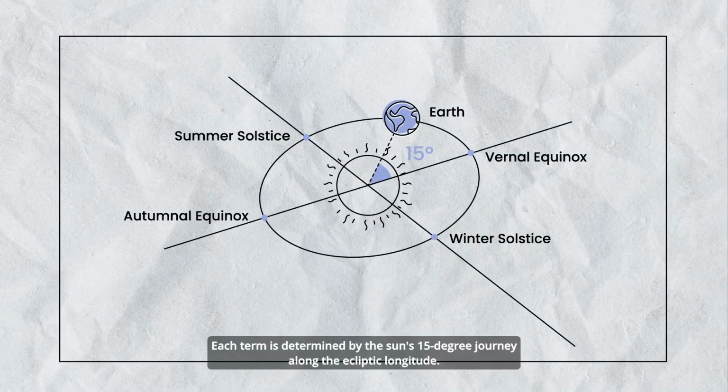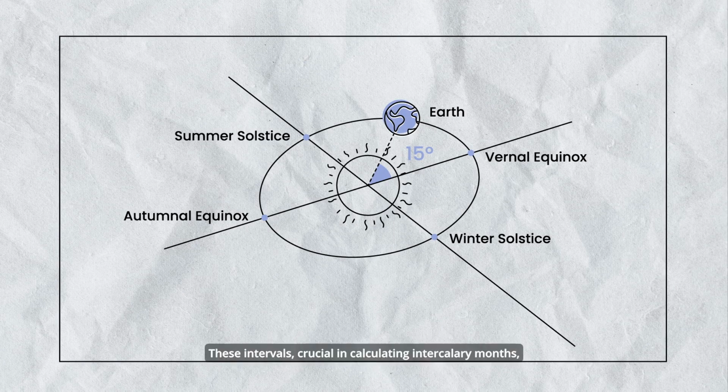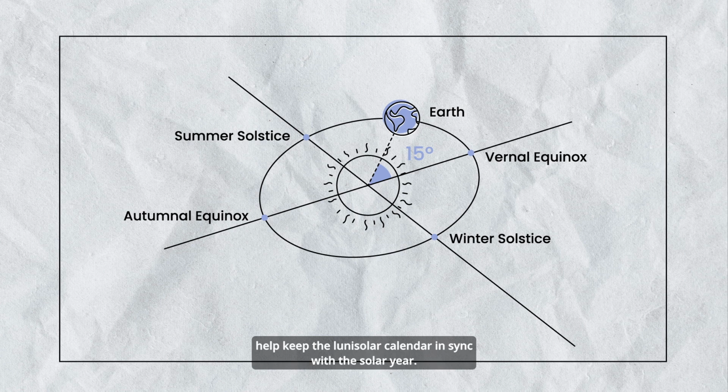Each term is determined by the sun's 15-degree journey along the ecliptic longitude. This interval is crucial in calculating intercalary months, which help keep the lunisolar calendar in sync with the solar year.